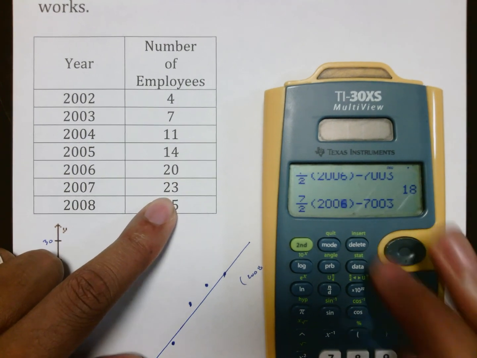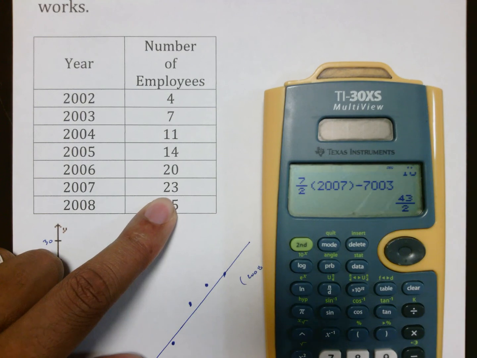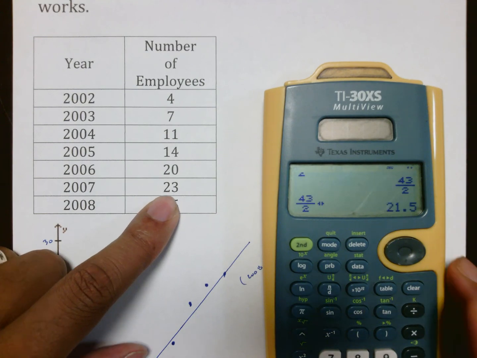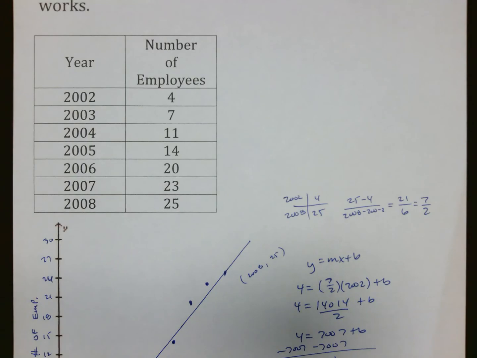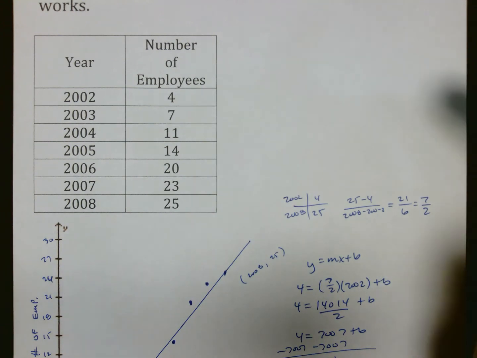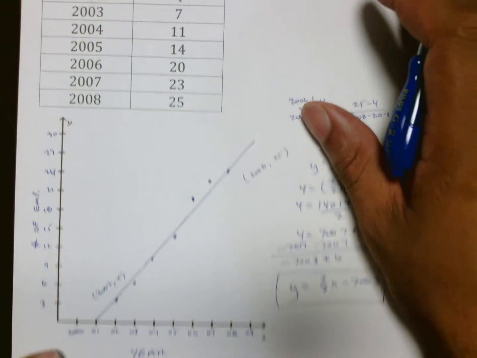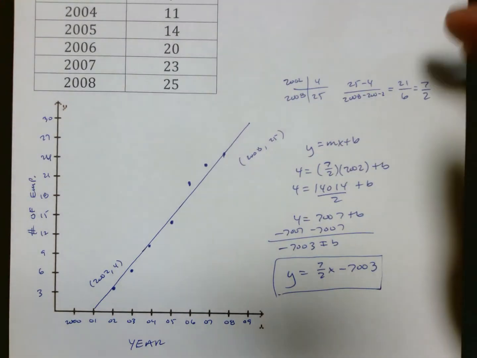2007 says 21.5, which is at 23. So again, your line of best fit in this case was no more than 2 off on anything, which means you did a pretty solid job. But that is how you do your line of best fit whenever you do this work.